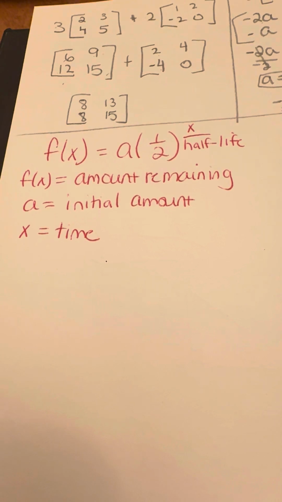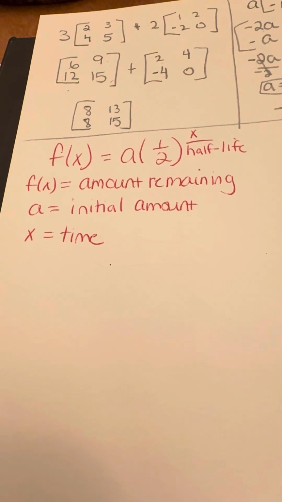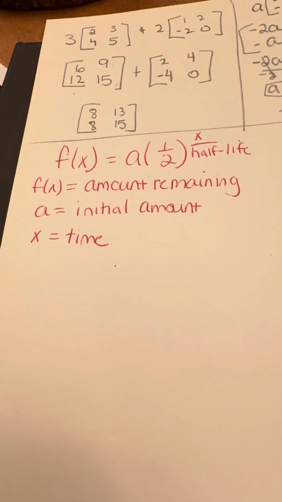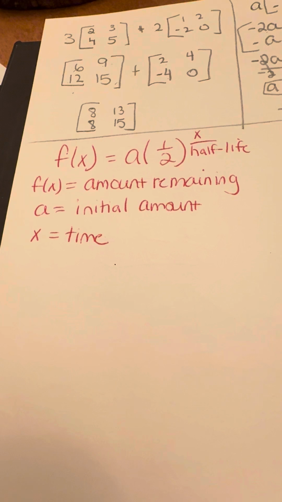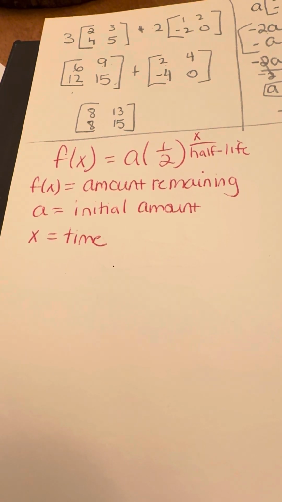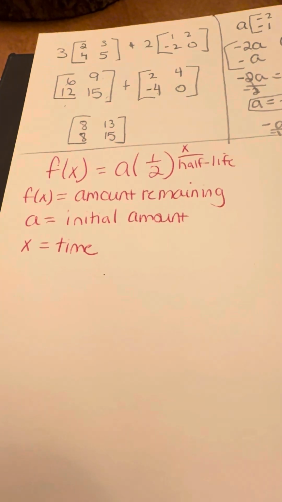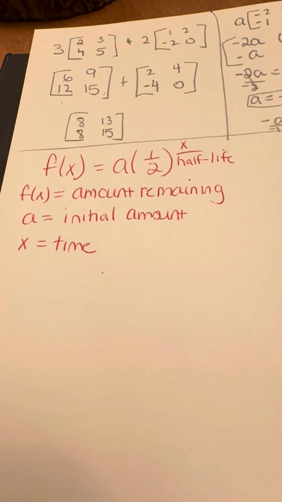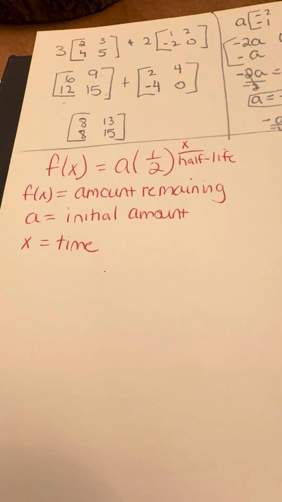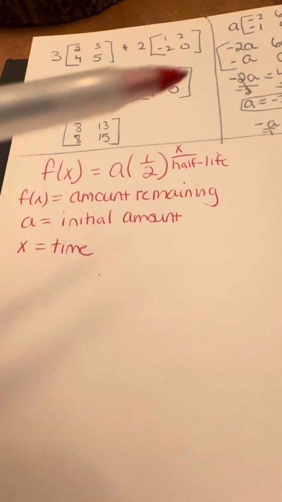Now there's variations of it, of course, but just so you can see what is happening, our f of x is our function that tells us the amount that remains left of whatever we're talking about. Then we have a, which is our initial amount. That's always our starting value. And we have a half here because it's a half-life, so it's always going to be 50% of its previous value. And x is always time, which is the exponent.